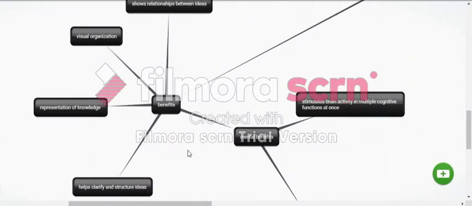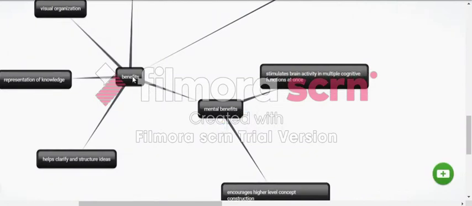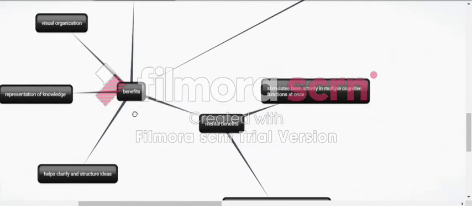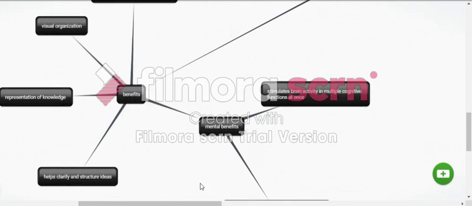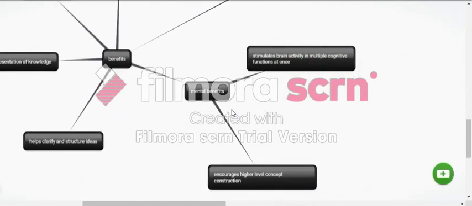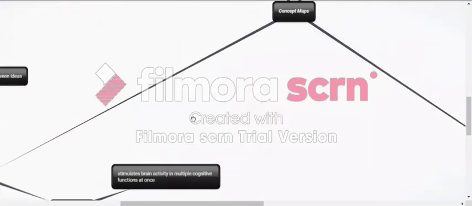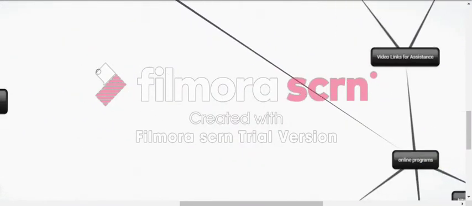Now with the concept map, we can even have subcategories of subcategories. I know that seems like a lot, but we want to break off more specifically to the benefits, to go here towards the mental benefits. Now I could have changed this to physical benefits and mental benefits, but I'm just going to keep it like this. So if we specify the benefits into the psychological region of mental benefits, we have that it stimulates brain activity and multiple cognitive functions at once, and it encourages higher level concept construction. Two great things.